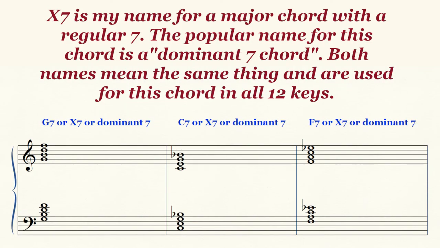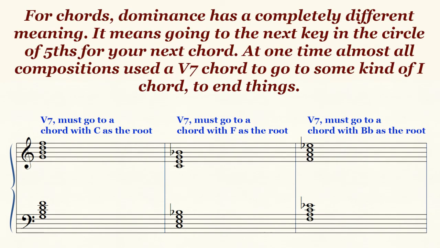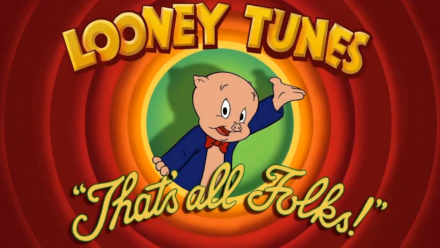To sum up, just keep in mind that this word, dominance, has two completely different meanings. When you're talking about X7, it simply means that chord, so you just have to know that term. But the moment people talk about the concept of dominance, it simply means moving around in the circle of fifths. That's pretty much the end of the whole story, so I think we can end it here.